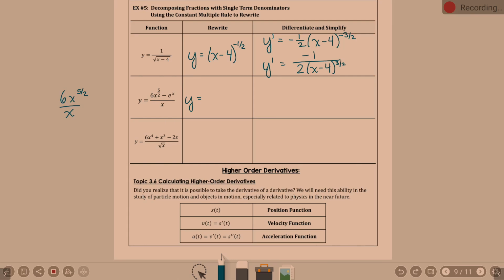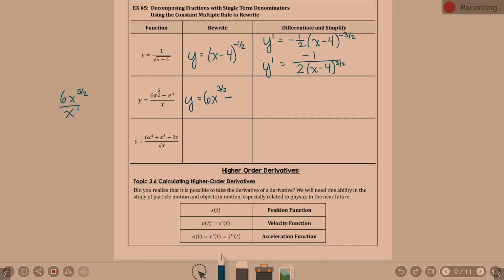6 what to the 3/2? X to the 3/2. 6x. So you've got an x to the 5/2 divided by an x to the first. Subtract. And we can think of this as 6x to the 3/2. And minus. Now this one, the cleanup isn't as neat.